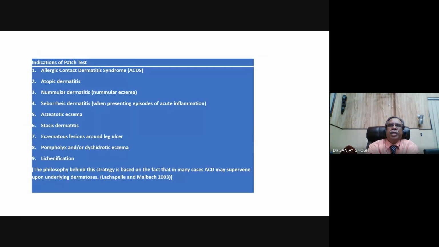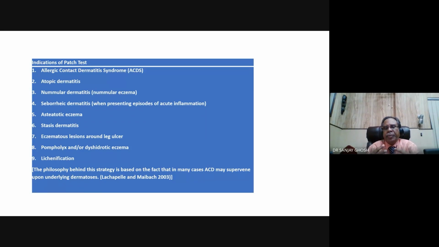Now, what are the indications of patch test? First is all types of allergic contact dermatitis syndrome, definitely you could go for patch test. Atopic dermatitis, because sometimes you have to exclude it in this way, or sometimes atopic dermatitis has secondary contact. I've seen patients of atopic dermatitis not healing after treatment, but I do a patch test, I find some allergy and I remove that, and the patient is much better. So the previous belief was that atopic dermatitis has less contact dermatitis, but this is now completely overthrown. Atopic dermatitis has more chance of secondary contact.